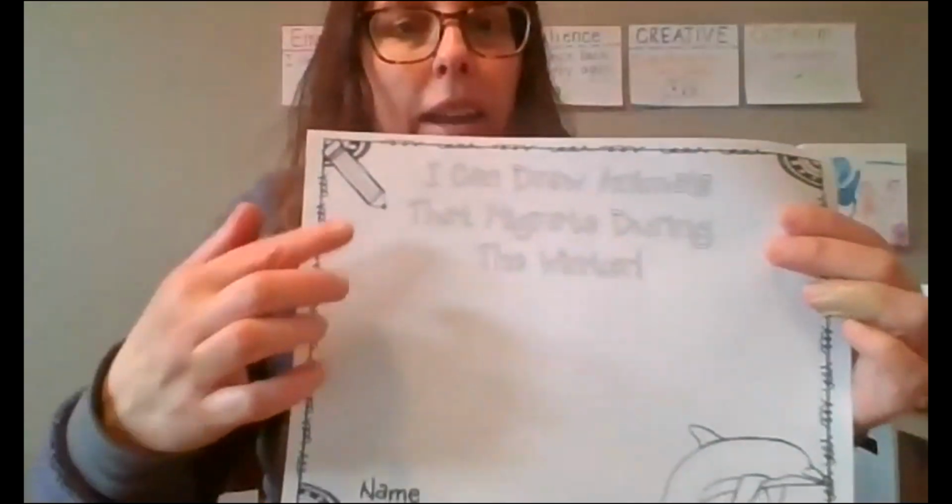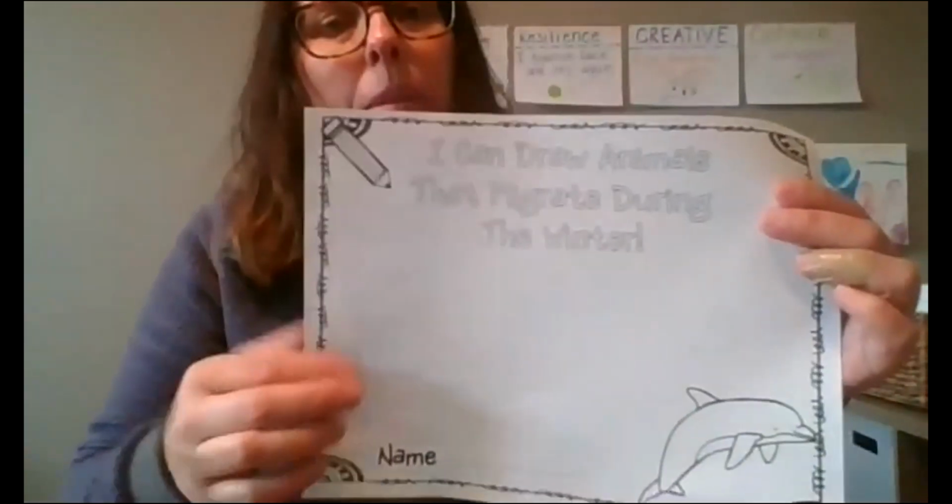So I can draw animals that migrate during the winter. And some of them, they take a trip back usually in the summer. So it could say just animals that migrate. Okay, but draw your picture. I want you to draw at least 5 animals on here.